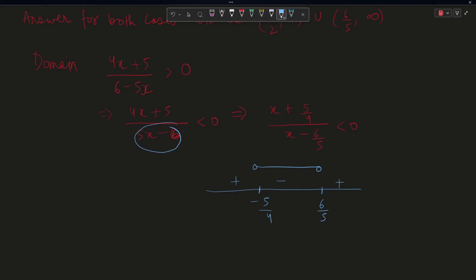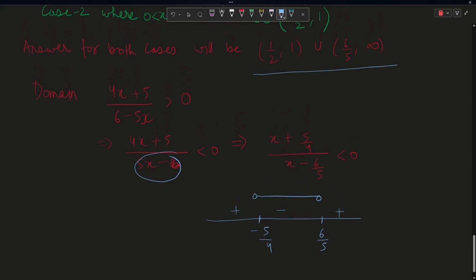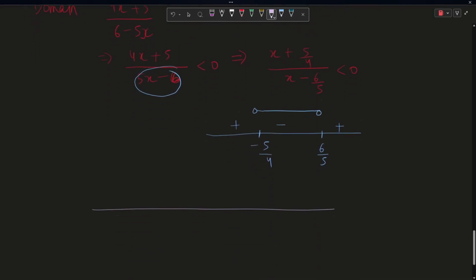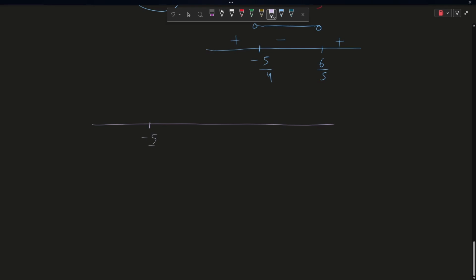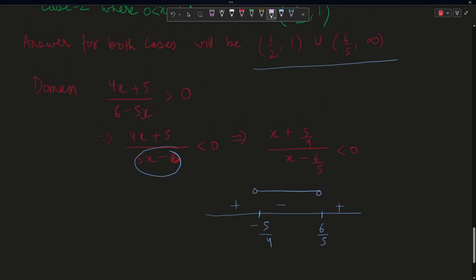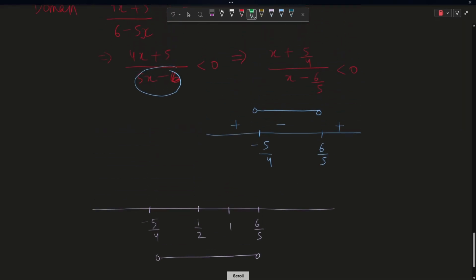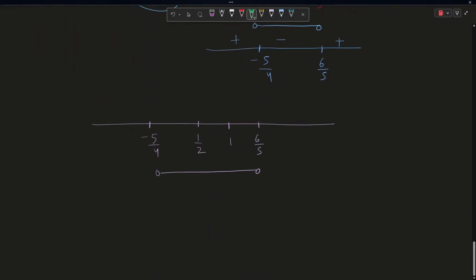Now at last we are having the values which are in the domain. We are having the values which we have calculated for the cases. We will be taking the final intersection of all these values to calculate our answer. So we draw one final number line, and we can write minus 5 by 4, then 1 by 2, then 1, 6 by 5, right? So the domain ranges from minus 5 by 4 to 6 by 5, and the answer for both cases ranges from 1 by 2 to 1 and 6 by 5 to infinity. It is obvious that the only common part is this.